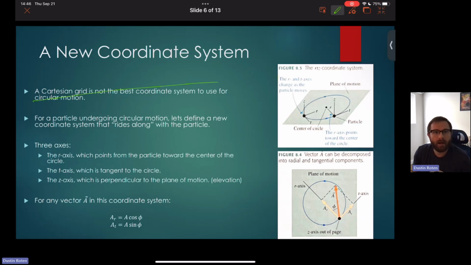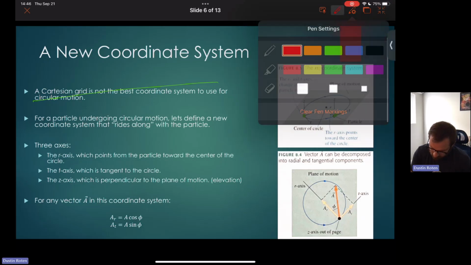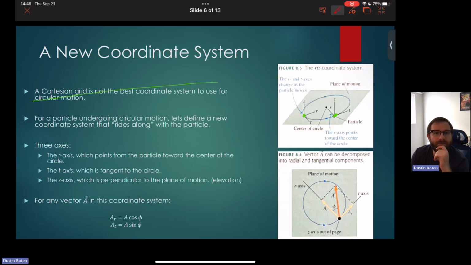This is going away. And let's think about a coordinate system that actually rides along with a particle. Okay, so you can see my particle over here in this first image. Got a particle here, and then at some later time, it's over here. I'm going to switch back to a more bold color. Now, for this particle, we have three axes, just like an XYZ axis. So we have the R axis, okay? The R axis is actually going to point inward toward the circle. So we have that here. So there's our R axis.